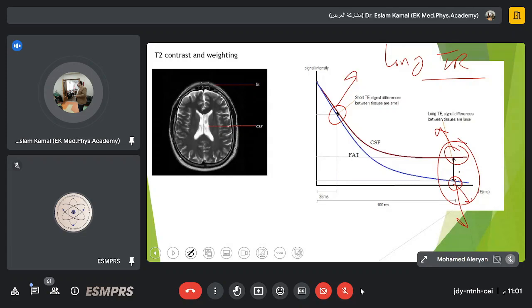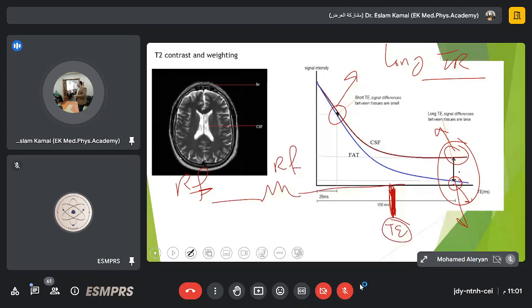After applying the first radiofrequency pulse, which is called the saturation pulse, you apply another radiofrequency pulse. At a certain point, you are going to record the signal, which is called the echo time. This echo time is the time from the radiofrequency pulse to the point where you record the signal.